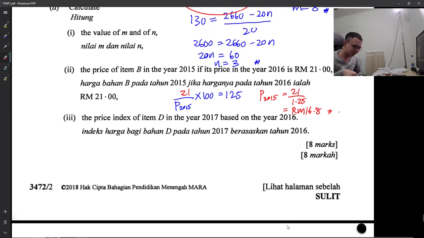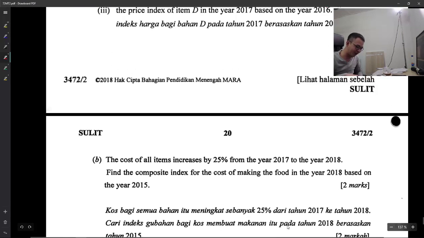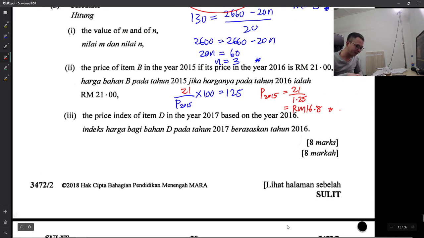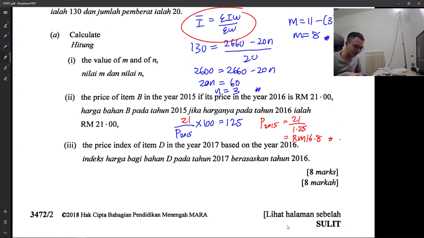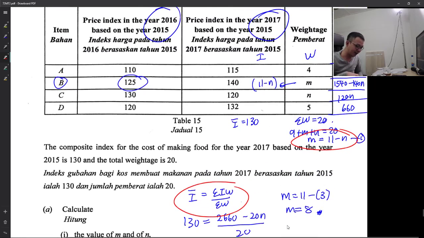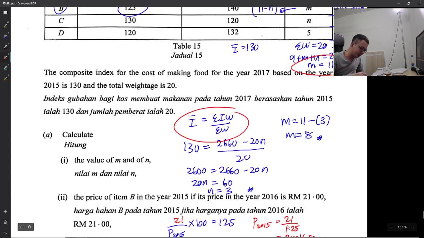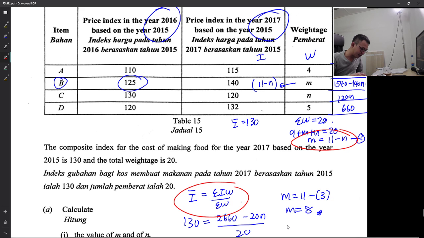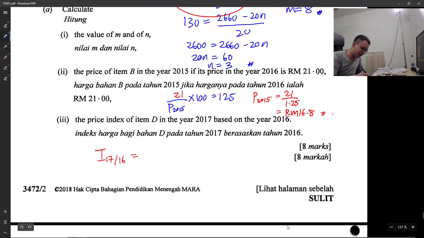Okay, so last. Is it last over here or still have? Okay. The price index of item D is 2017 based on 2016. Okay, they want the 2016 index number from 2017 based on 16. So therefore, this one I will take the D, right? We focus on D only.